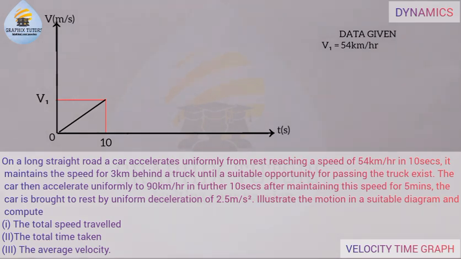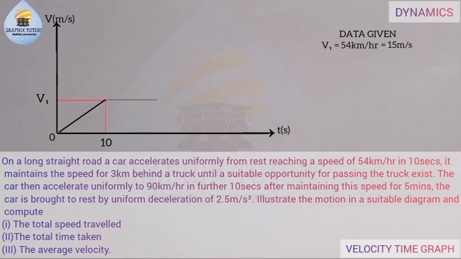Now, what you need to understand is our velocity is in meters per second, but what we're given here is in kilometers per hour. So you're going to convert kilometers per hour into meters per second. How will you do that? You multiply 54 times 1000 divided by 3600. If you do the needful, this will give us 15 meters per second. So the velocity V1 is equal to 15 meters per second.